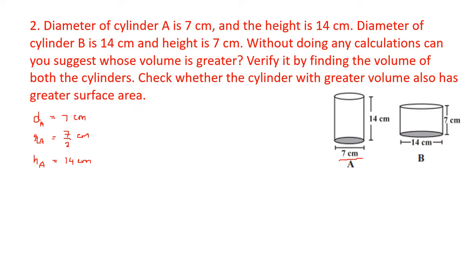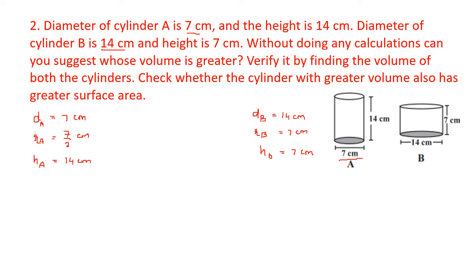So this is the information given to us regarding the cylinder A. And similarly, diameter of cylinder B is 14 centimeter. So you can see the orientations have changed. So the radius of cylinder B is 14 by 2 or 7 centimeter and the height of the cylinder B is 7 centimeter. So you can see in this sum we are given the diameter and not the radius. So we have to find the radius.